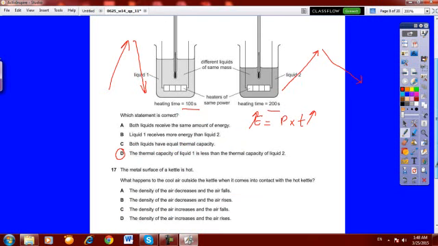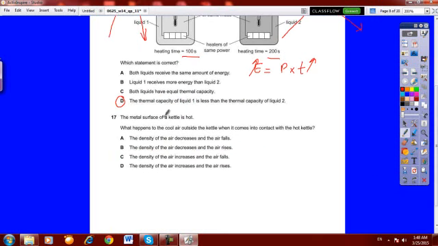Number 17. The metal surface of a kettle is hot. What happens to the cool air outside the kettle when it comes into contact with the hot kettle? Density of air decreases and the air falls. Density of air decreases and the air rises. Density increases and the air falls. Density increases and the air rises.